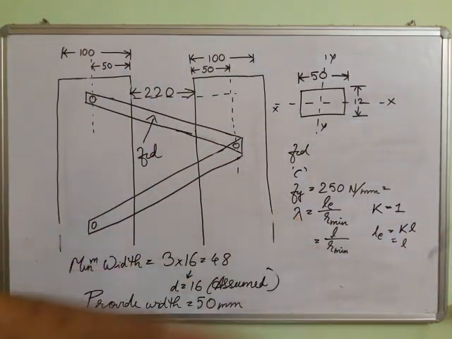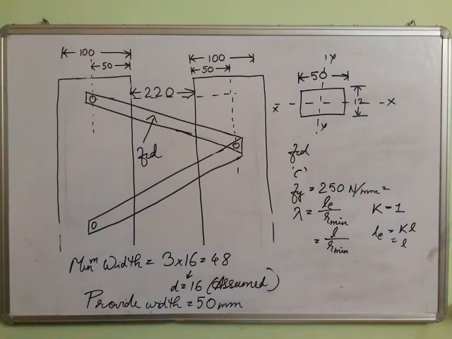Isn't it? So LE we can directly write as L. Effective length is equal to the length. So now R minimum we get from what? I minimum. Minimum radius of gyration we get from the minimum moment of inertia. So it has two moments of inertia along both axes.